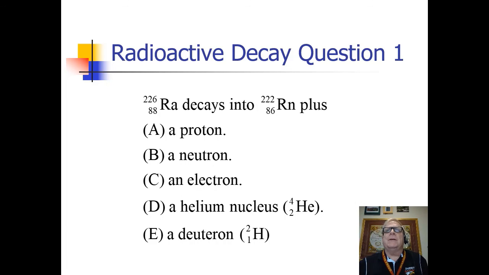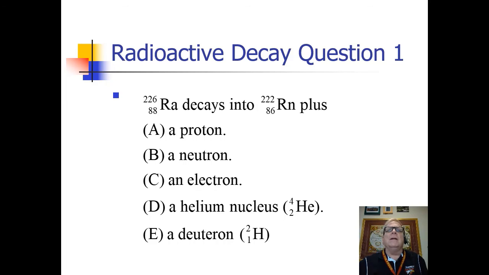So let's answer this radioactivity question. If you have radium-226 and it's being converted into a radon-222, what else must be involved in the products of the reaction? Go ahead and stop the video, and once you have an answer, you can start it back up again.